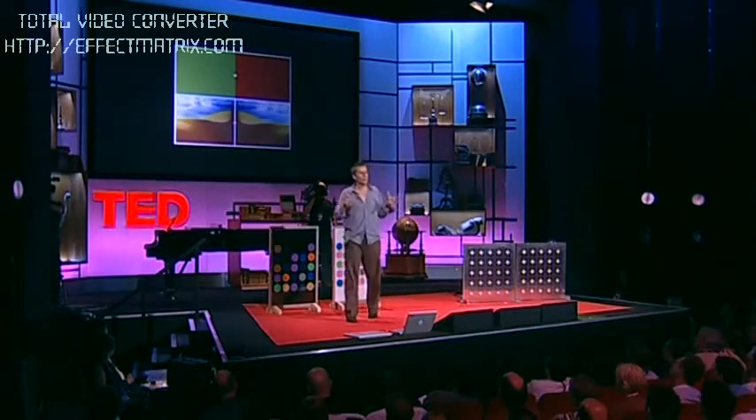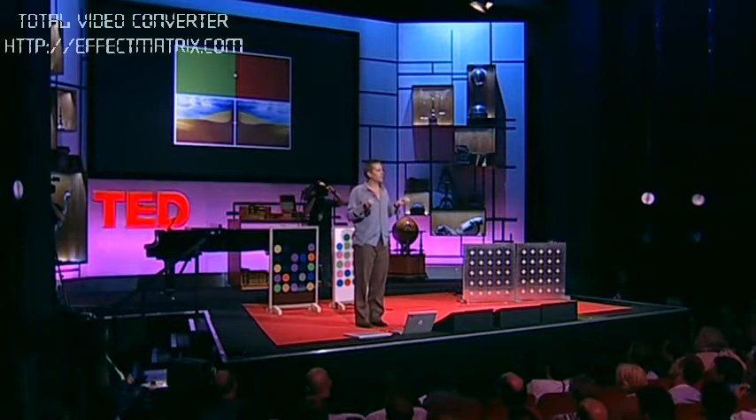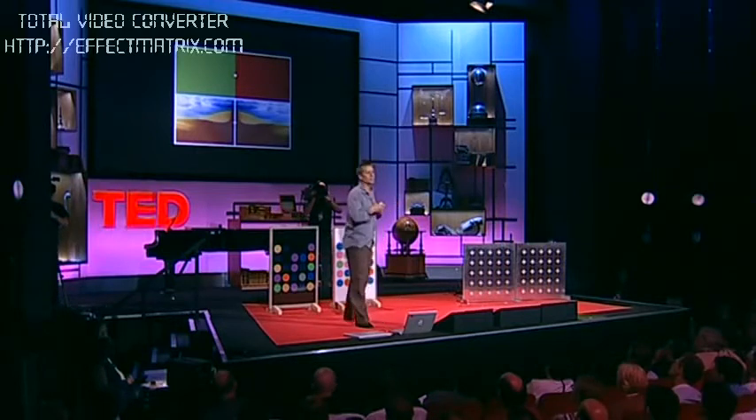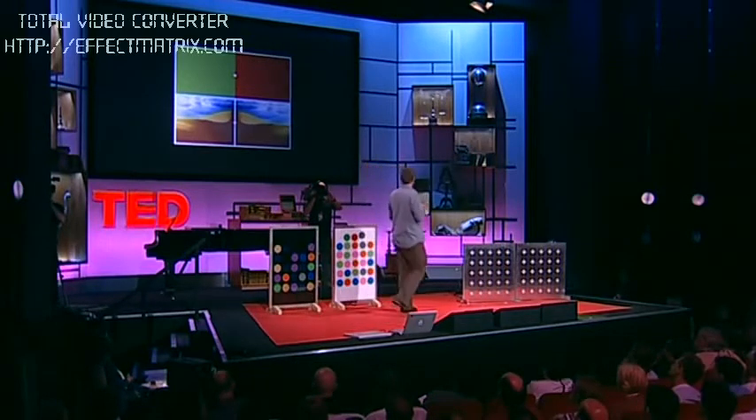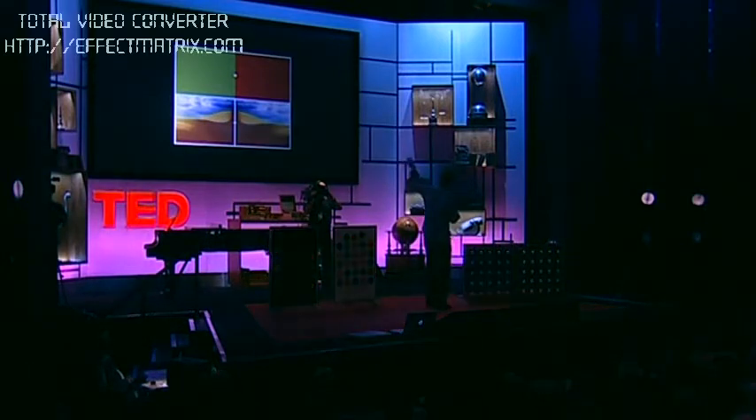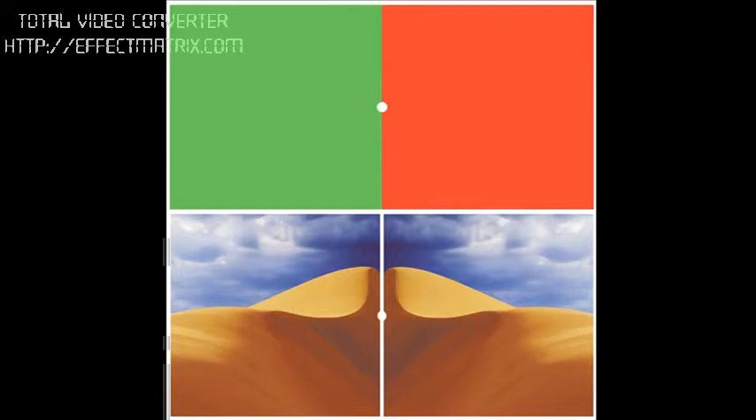So let me show you how quickly our brains can redefine normality, even at the simplest thing the brain does, which is color. So if I could have the lights down up here, I want you to first notice that those two desert scenes are physically the same. One is simply the flipping of the other. Okay?